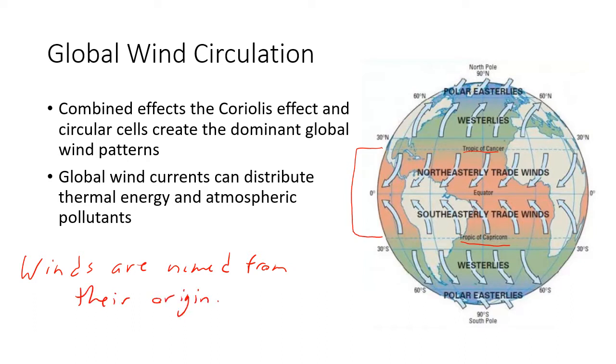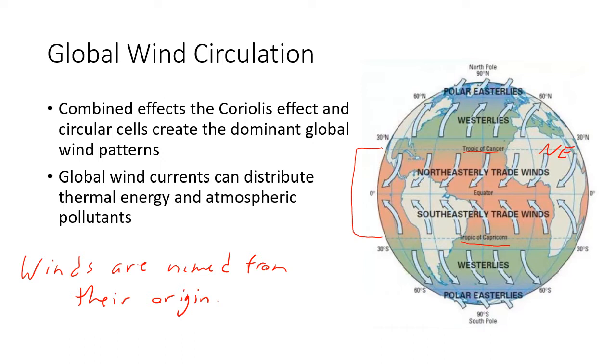It's just like if you were to talk about a person. I was born in Colorado, so I am a Coloradan. If I was to move to Alaska, I would not become an Alaskan. I would still be a Coloradan. Or if I was born in France and then I moved to the United States, I'm still French, right? Same thing with these. So the northeasterly trade winds begin in the northeast, right?